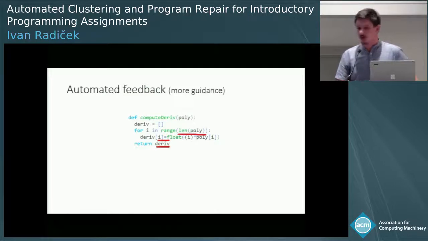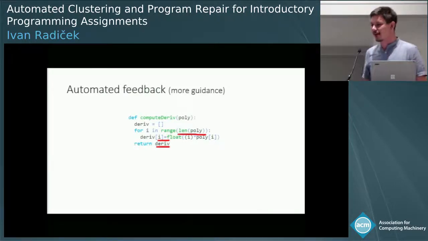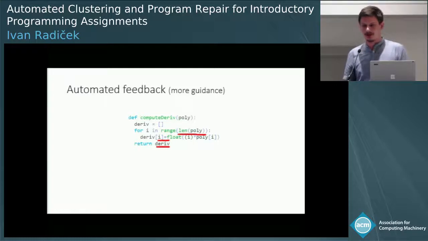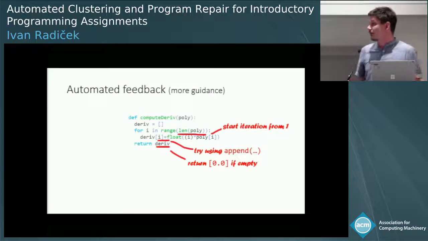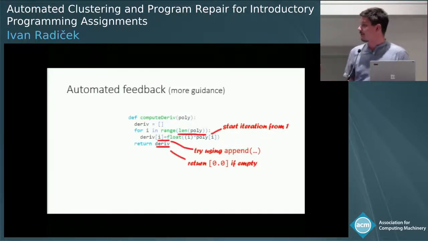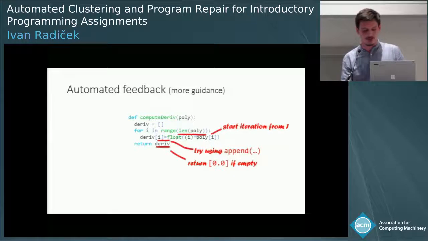So what would be more guidance? For a start, one could tell the student where the error is, so they know where to look, just showing them the locations of the errors. But even more guidance could be to tell them what's wrong. For example, in the first expression, that they should start iteration from 1 instead of 0, that they should use a Python list, that assigning to a list in Python is not meaningful, and that they're missing the corner case of returning the 0, 0 list.